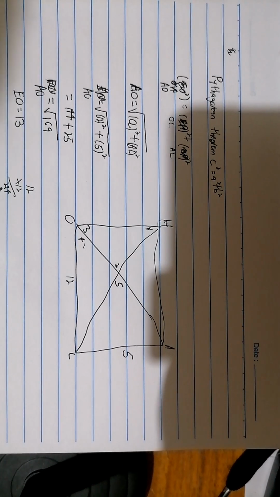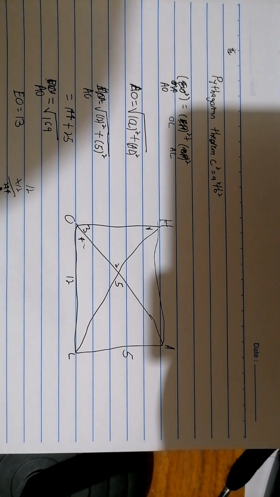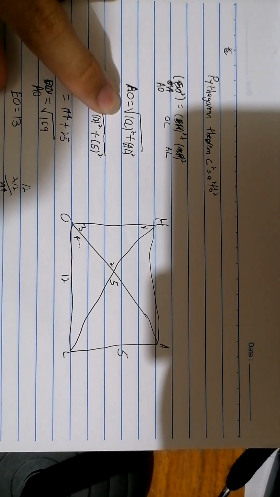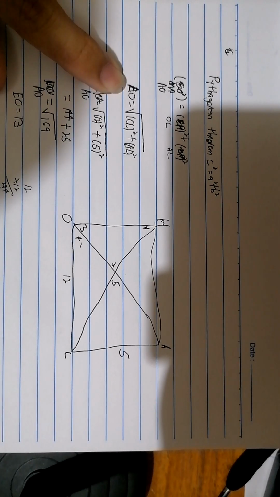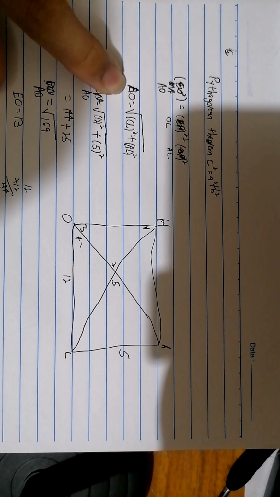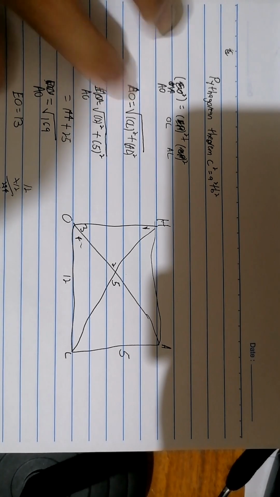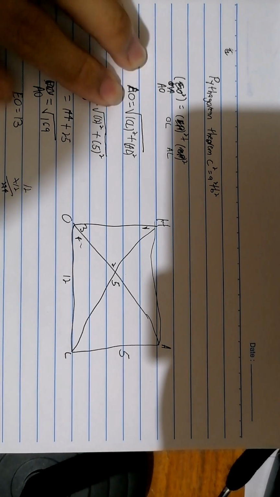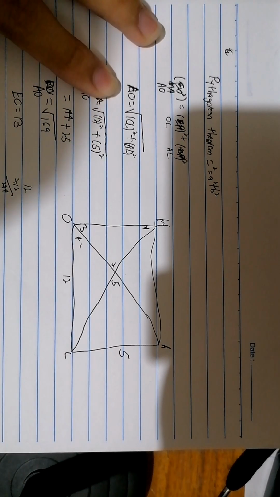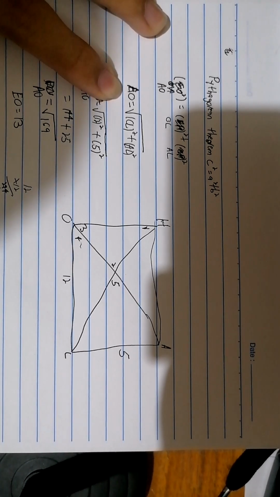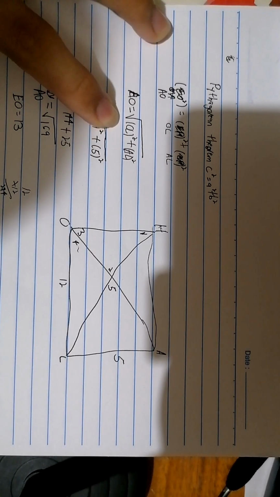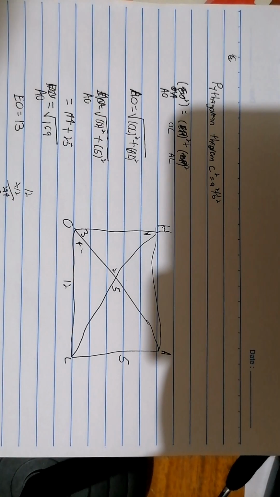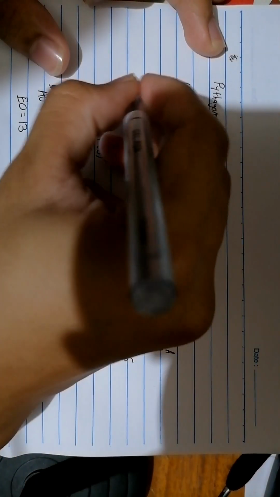AO equals the square root of OL squared plus AL squared. So why did that become a square root? And why did AO lose its square? That's because we need to remove AO squared, and this becomes a square root.